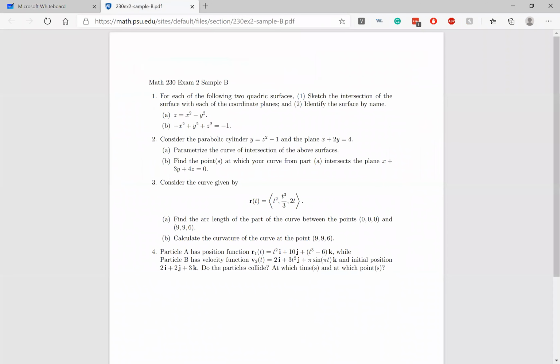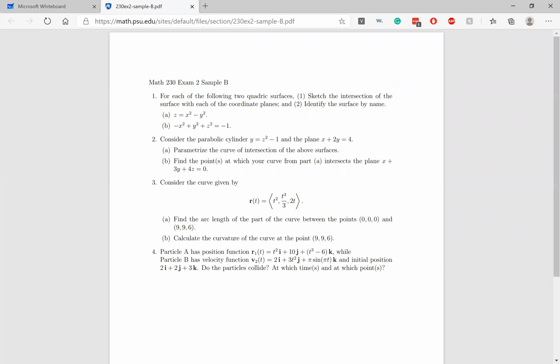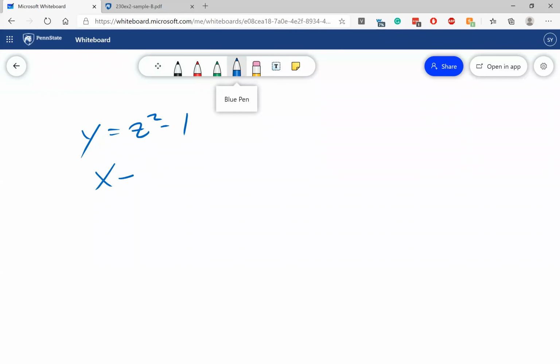So the next question asks us, consider the parabolic cylinder y is equal to z squared minus 1 and the plane x plus 2y is equal to 4. The curve intersecting the above surfaces is to be parameterized. So let's start with that. y is equal to z squared minus 1, and the plane x plus 2y is equal to 4.